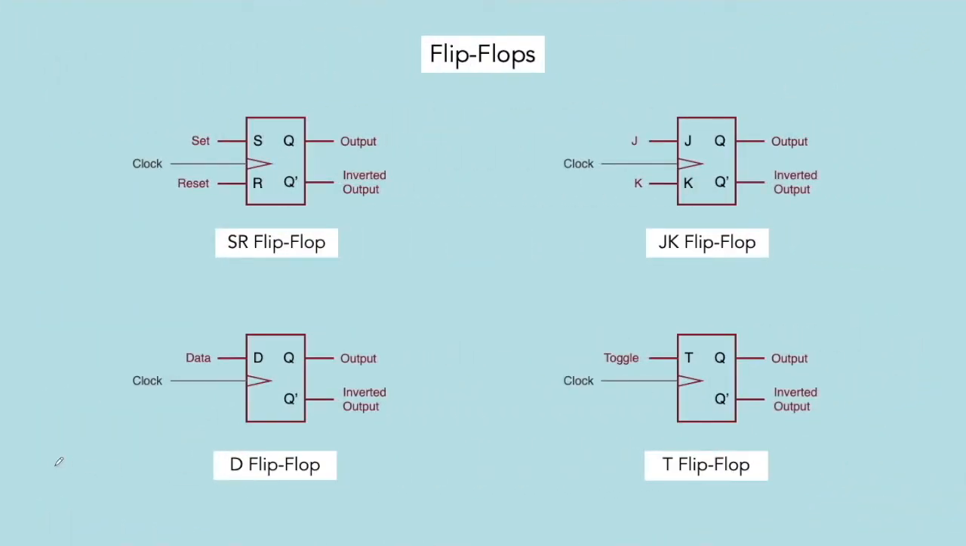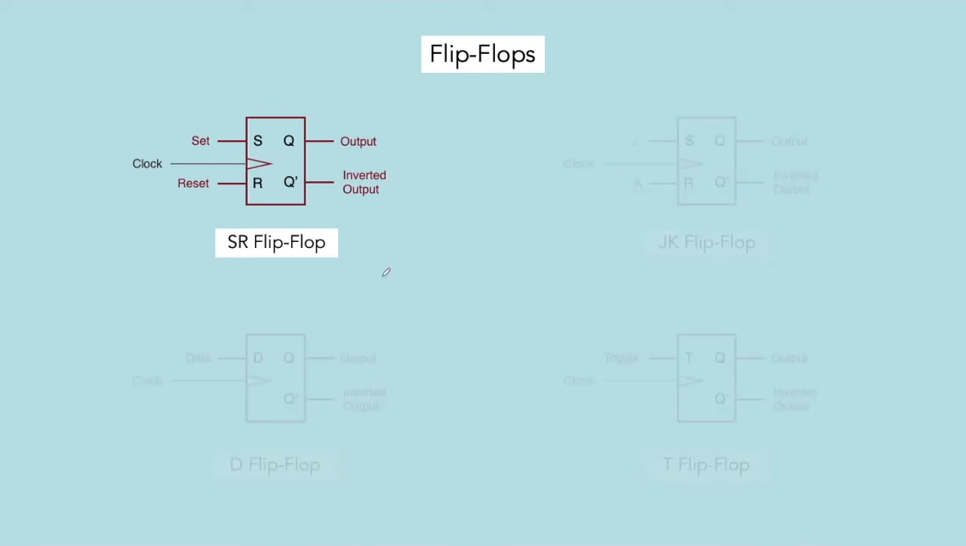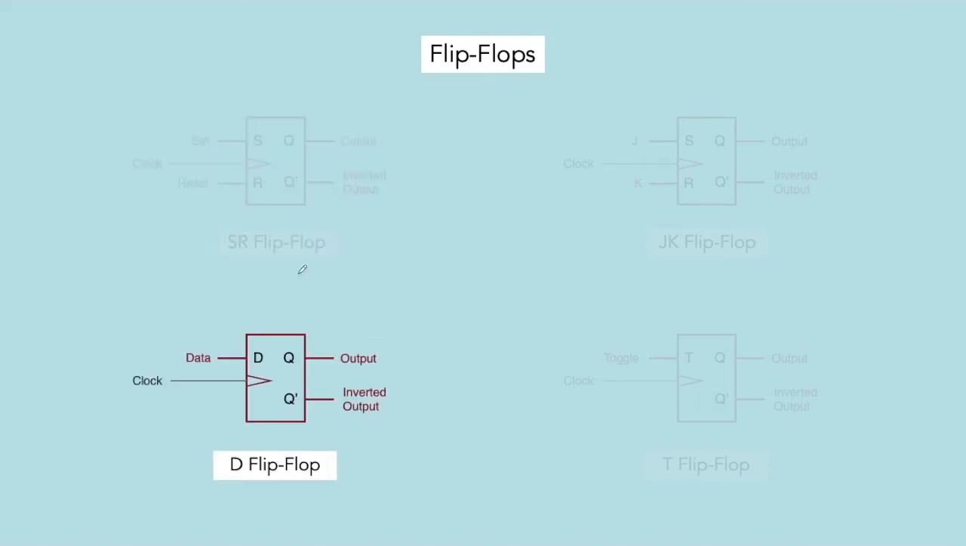In our class, we will focus on these four flip-flops. The first one is the set-reset flip-flop or the SR flip-flop. It has an input for set signal, an input for clock, and an input for reset signal. SR flip-flop has an output symbolized by Q and an inverted output symbolized by Q prime or Q bar. Next is the data flip-flop or the D flip-flop. It has an input for the data and it has an input for the clock. It has output symbolized by Q and an inverted output symbolized by Q prime or Q bar.